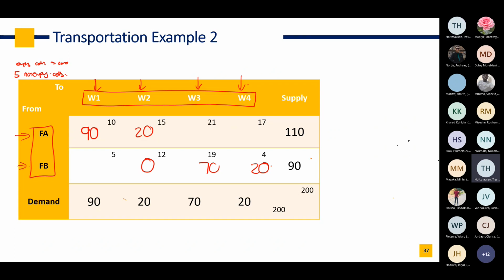Ma'am, yes? Does 0 not count as an empty cell though?